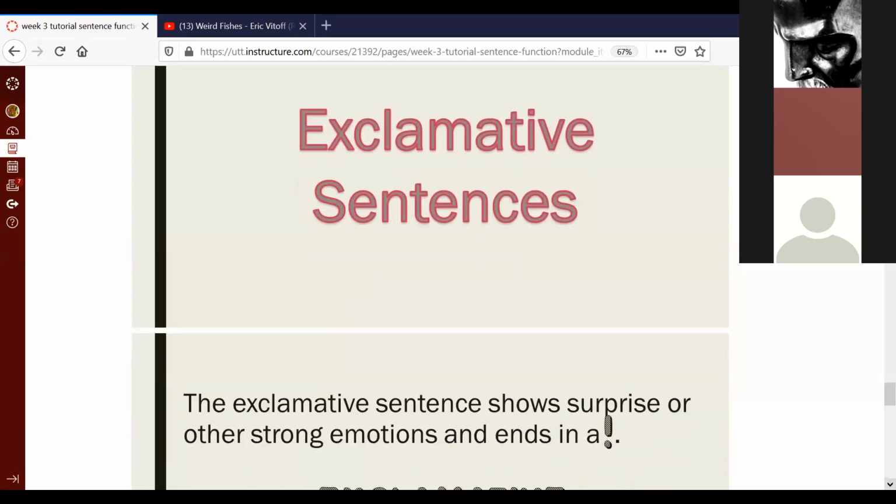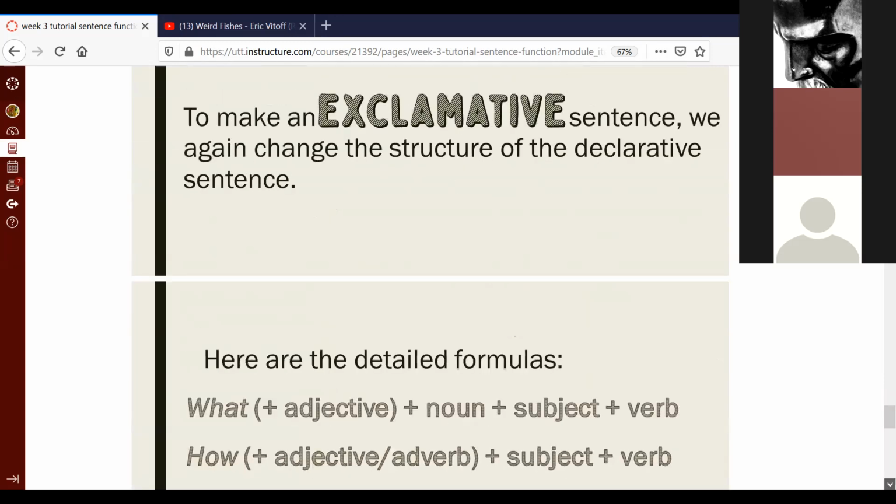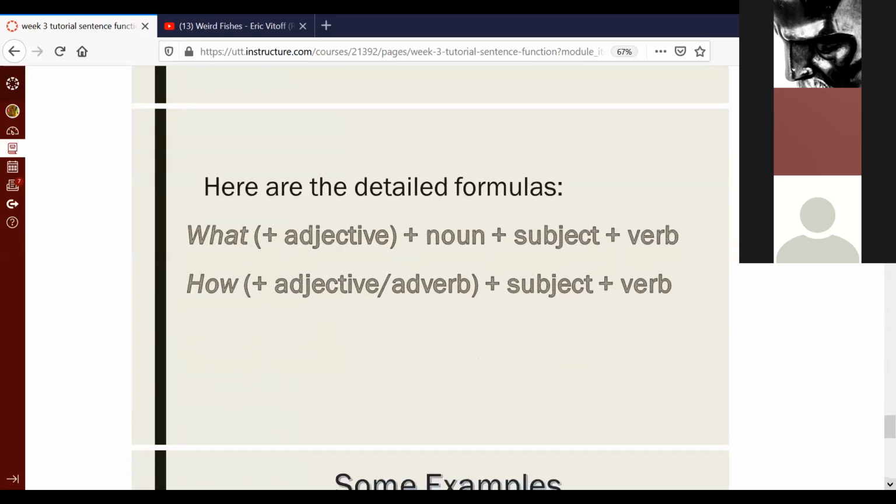Exclamative sentence. This is to make an exclamation to show surprise or strong emotion. It usually ends with an exclamation mark. Again, we change the structure from a declarative sentence to make an exclamative sentence. So we start with an interrogative pronoun plus an adjective, noun, subject, verb, and we make our sentence.